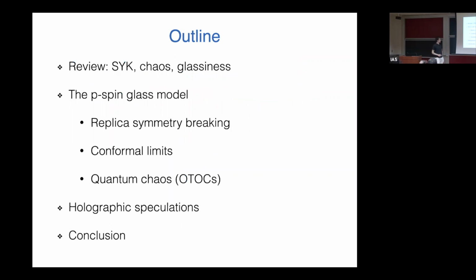I will start with a brief review of some relevant concepts, and then I will tell you in detail about this particular model of a spin glass, which is in some respects similar to the Syk model, but of course has other features. In particular, I'll be talking about replica symmetry breaking, which is the mechanism underlying this glass phase, and I will focus on various conformal limits of this model. And in the end, I will talk about out-of-time order correlation functions as a measure of quantum chaos, and we'll get back to holography.